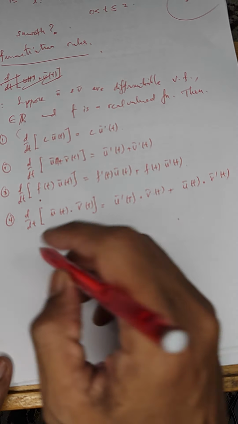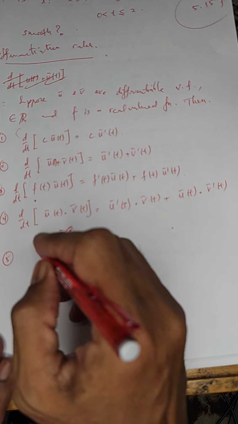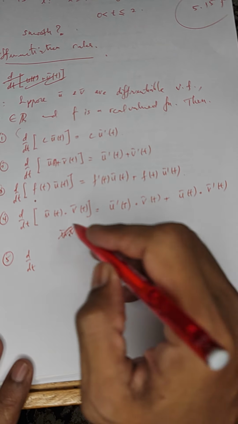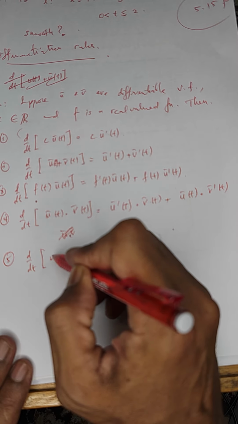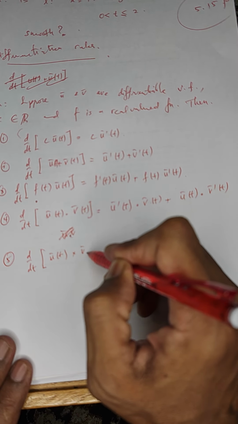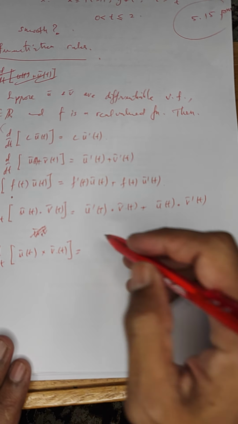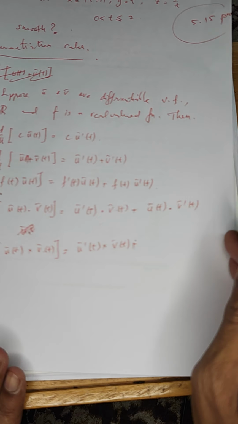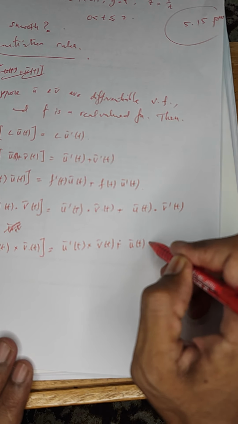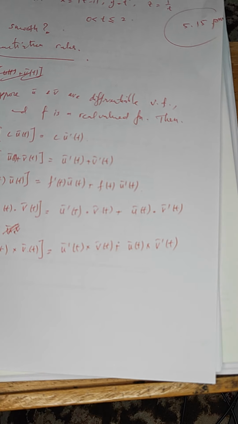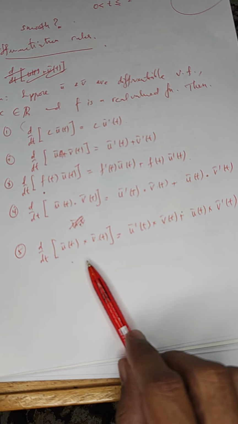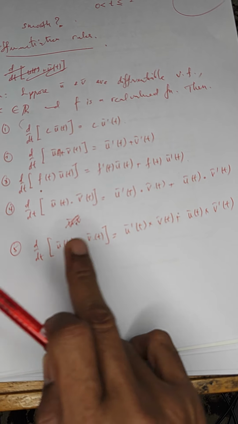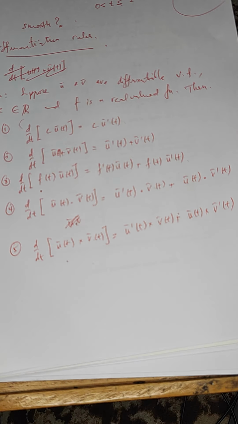That's 4 and 5. We have d/dt of u(t) times v(t). This is for the cross product. This is u'(t) cross v(t) plus u(t) cross v'(t). So basically what we do when you differentiate is that we fix one of them, differentiate that, plus fix another one, and then differentiate those things. It's basically similar or identical to a real valued function.